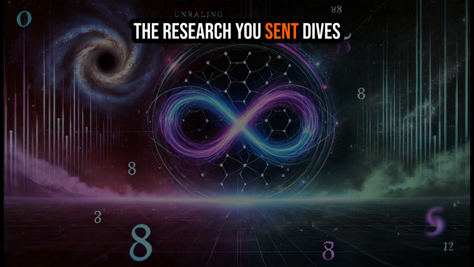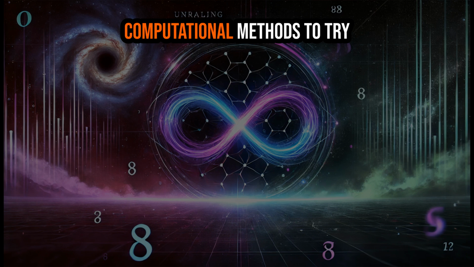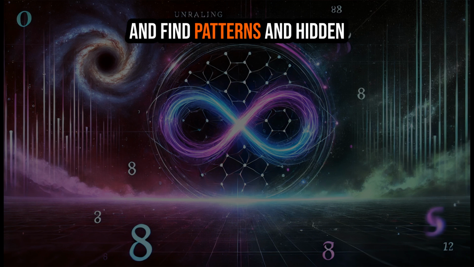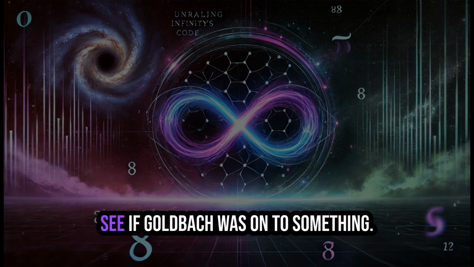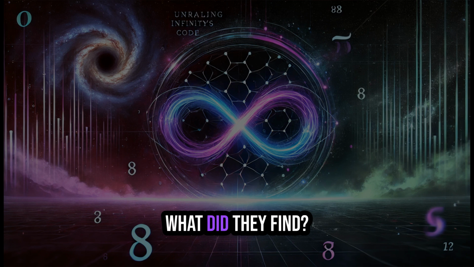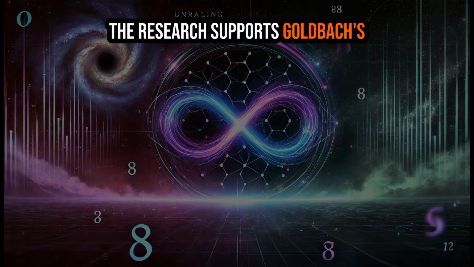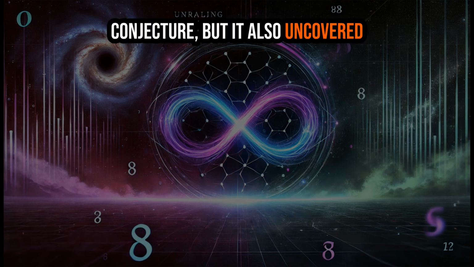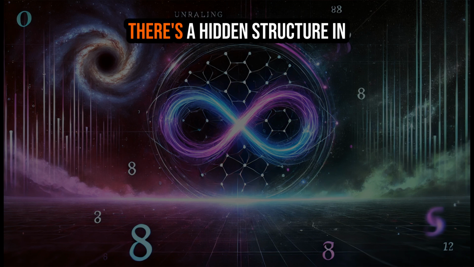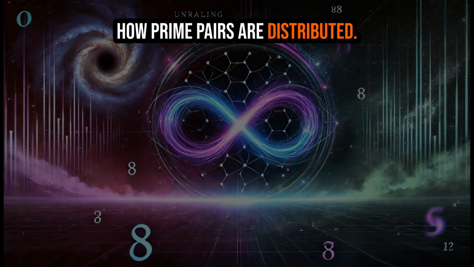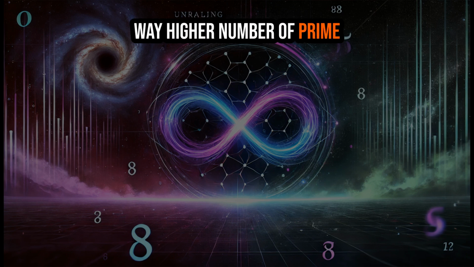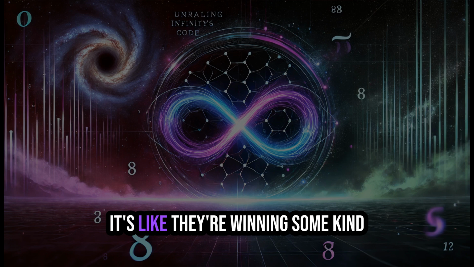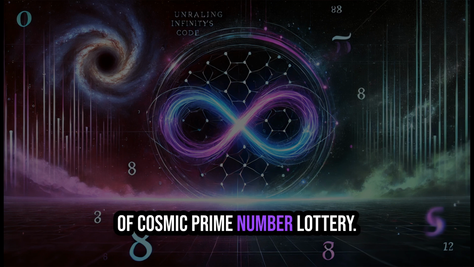The research you sent dives into this conjecture using computational methods to try and find patterns and hidden structures within prime numbers. So basically crunching numbers to see if Goldbach was onto something. What did they find? The research supports Goldbach's conjecture, but it also uncovered something really unexpected. There's a hidden structure in how prime pairs are distributed. They found that certain even numbers they call Goldbach champions have a way higher number of prime pairs that add up to them. It's like they're winning some kind of cosmic prime number lottery.